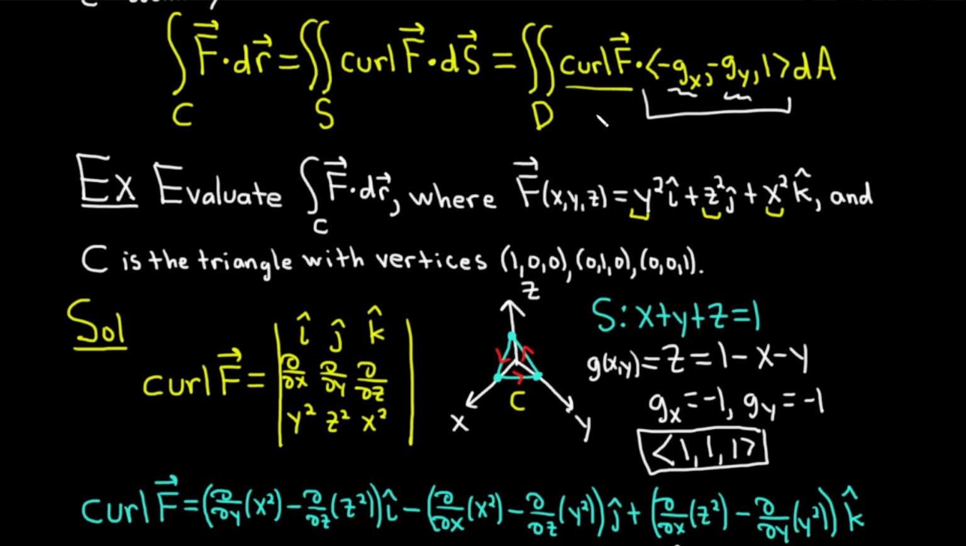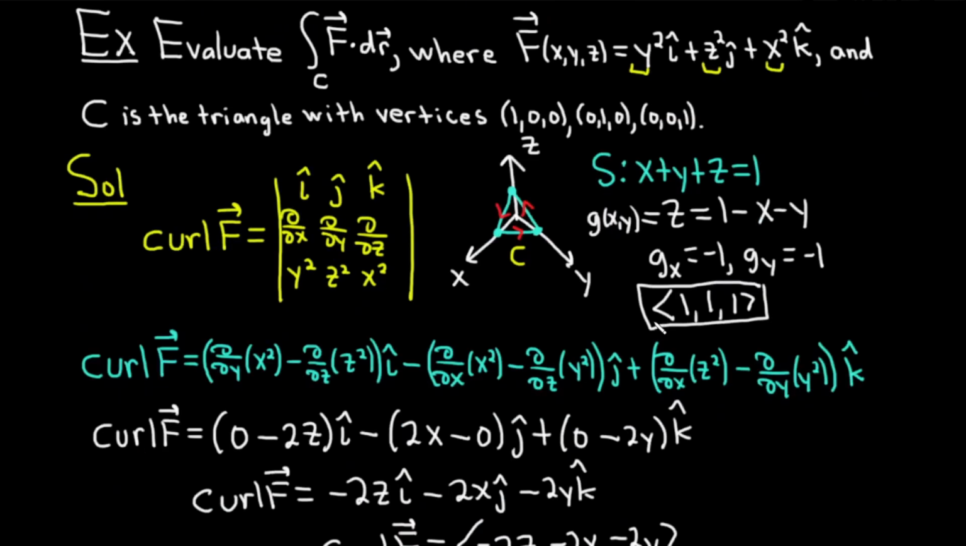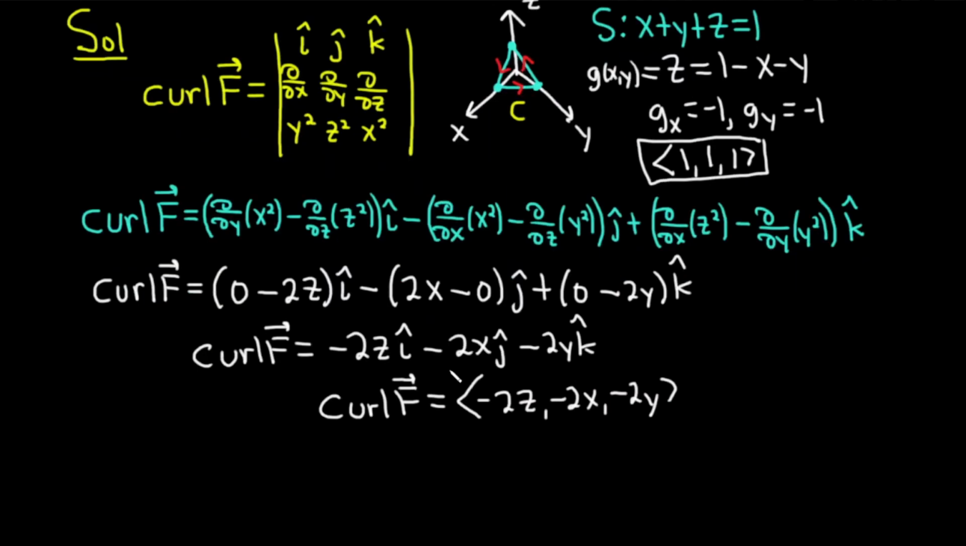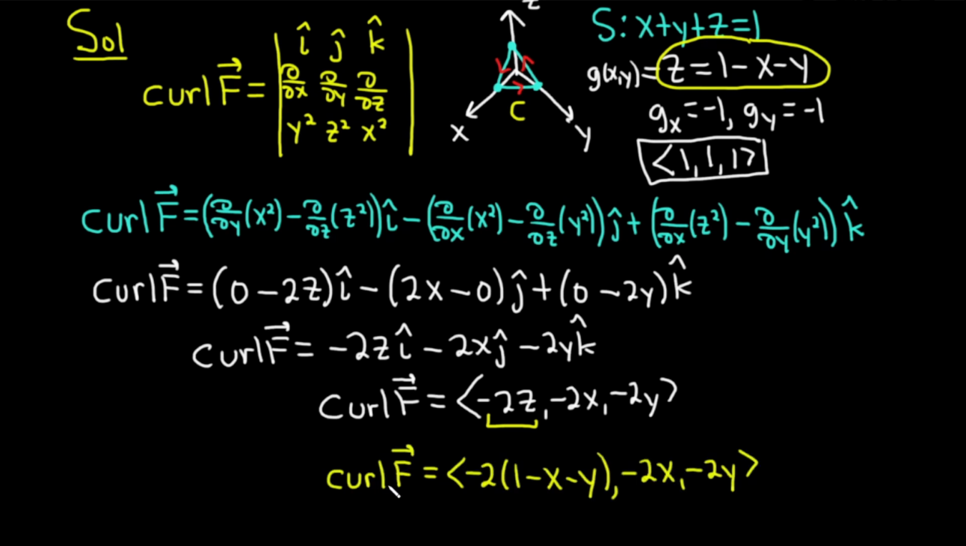We have the curl of f. We're almost ready to do the integration, except if you look at the curl of f, you'll notice that the curl of f has a z in the first component. It says -2z. So what we need to do is replace that z with 1 minus x minus y. So the curl of f is equal to -2 times z, which has been replaced with 1 minus x minus y, comma -2x, comma -2y.